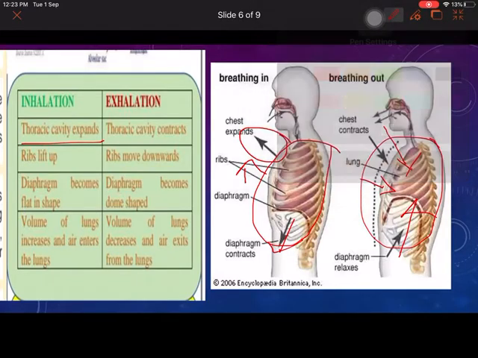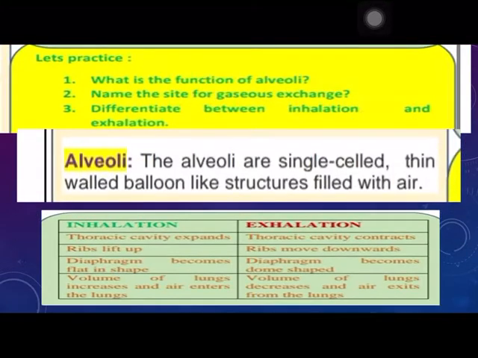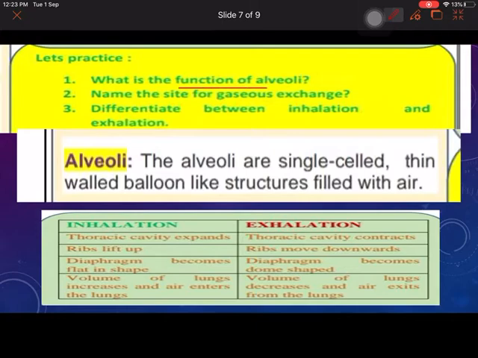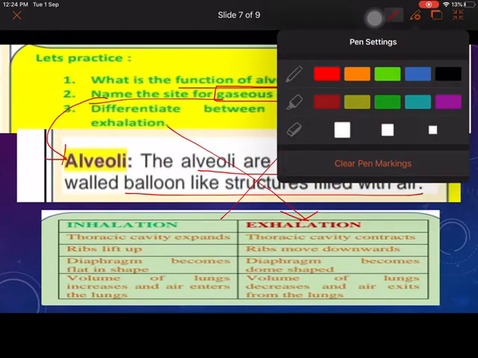Now let's see the question answers. What is the function of alveoli? Name the site of gaseous exchange and differentiate between inhalation and exhalation. The function of alveoli is gaseous exchange. The first and second questions themselves have the answers. It is the site where gaseous exchange takes place, and these are single-cell, thin-walled, balloon-like structures. Name the site for gaseous exchange: it is the alveoli. Differentiate between inhalation and exhalation: you can see from this, it is very well written.